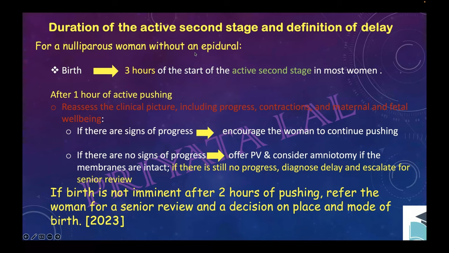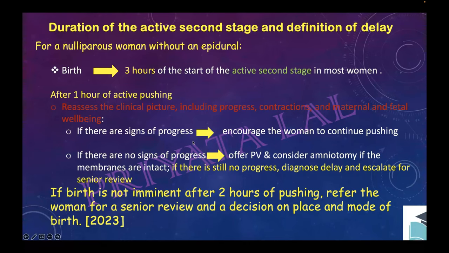Okay, so nullipara without epidural, so the patient has got no pain relief. It was previously the same. We want birth to happen within 3 hours of active second stage of labor. Active means when the pushings are there. Now if the patient has pushed actively for 1 hour and there is no delivery, what to do? You reassess the patient. If the patient is progressing, she continues pushing.